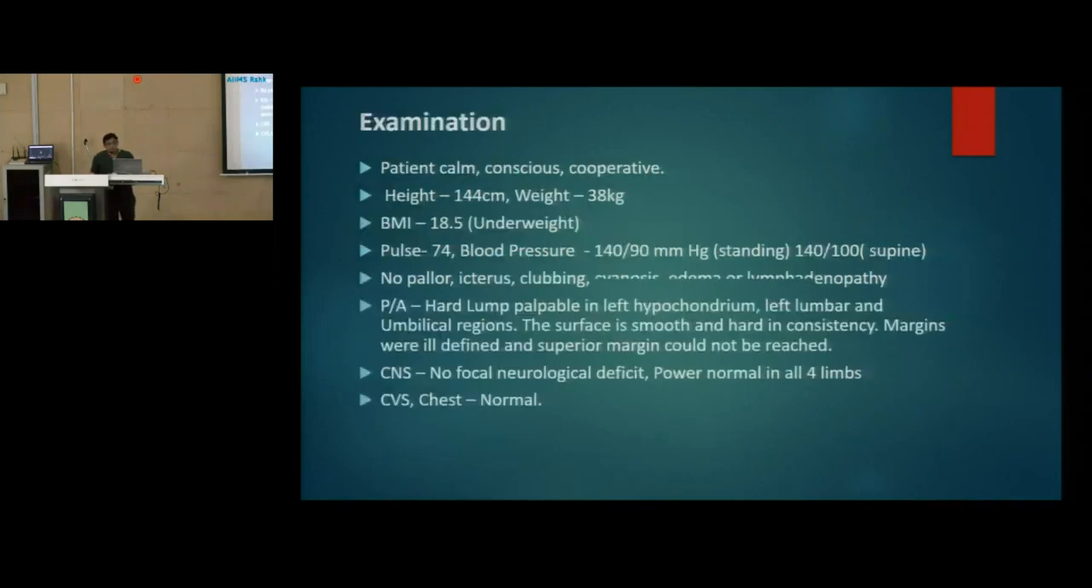Moving on to the examination findings. On examination, the patient was hypertensive with a BP of 140 by 90 in the standing position, and in supine position it was 140 by 100. Apart from that, general examination was unremarkable. On per abdomen examination, there was a hard lump palpable.